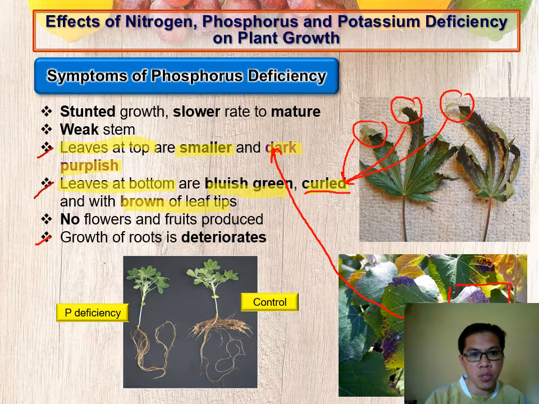Kalau you lihat dia dikontrol, pokok yang normal cantik pertumbuhan dia kembang cantik, but for phosphorus deficiency, kekurangan phosphorus, dia deteriorate, terganggu.